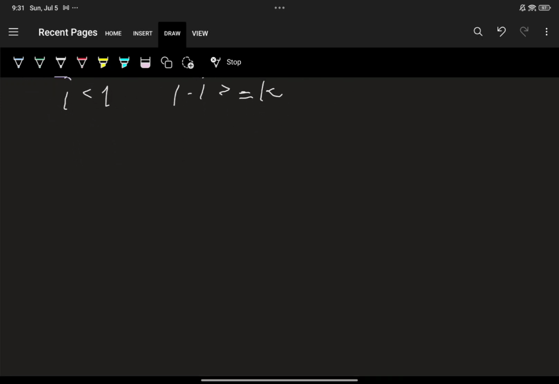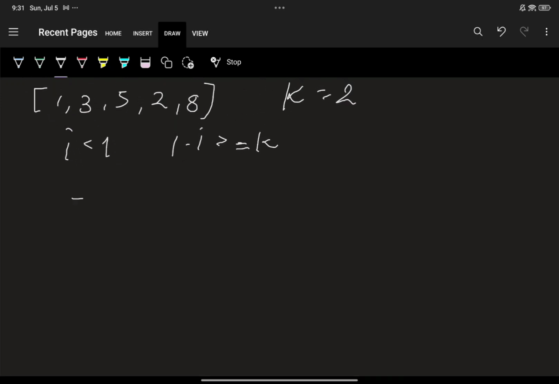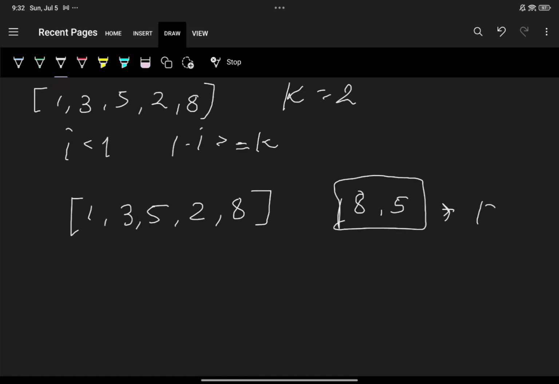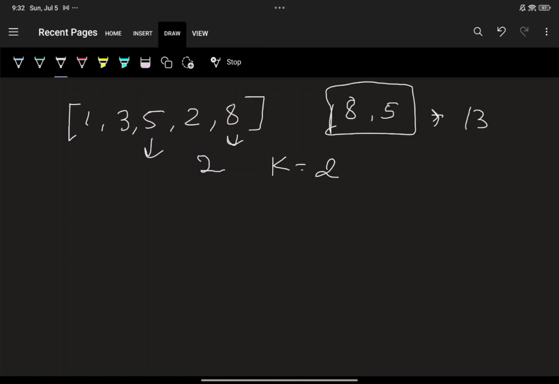Moving forward, suppose the array is 1, 3, 5, 2, and 8. If I find the maximum among all the elements of this array, the maximum element is 8, and the second maximum is 5. If I make a pair of them, I will get the maximum among all the valid pairs, because their difference is also 2, and k equals 2. So this is my valid pair. How will I calculate this?